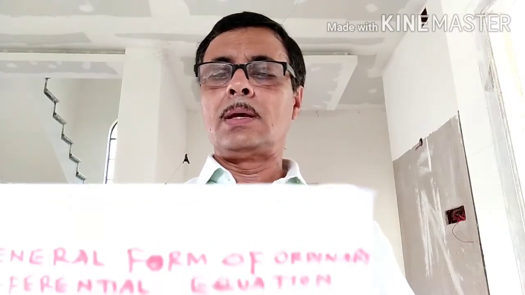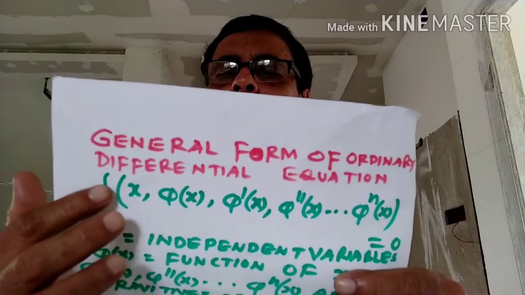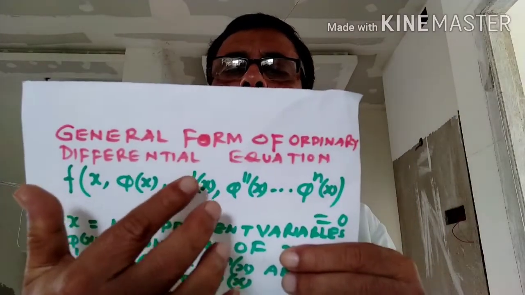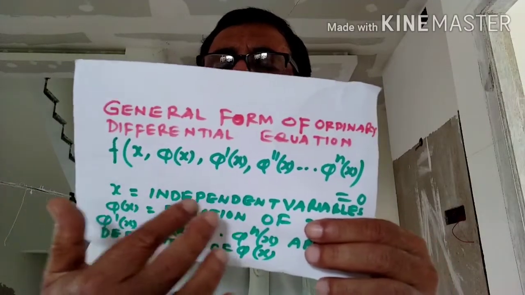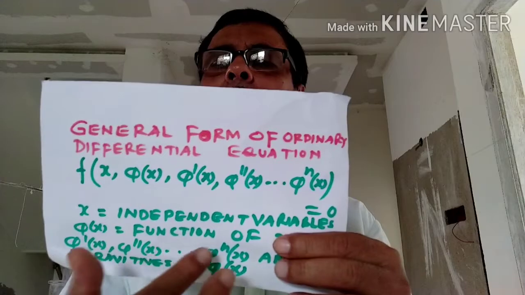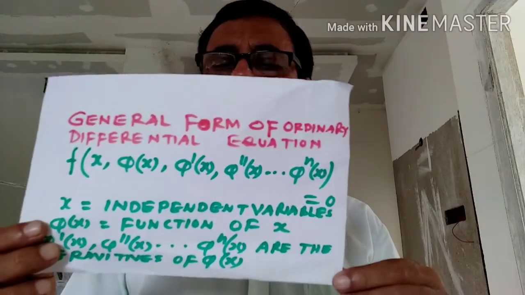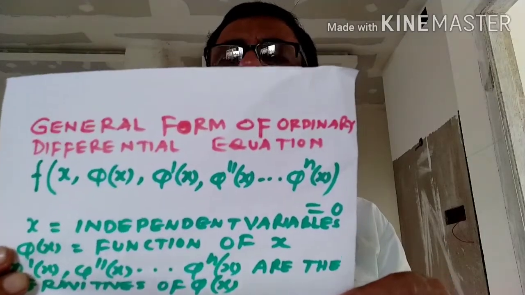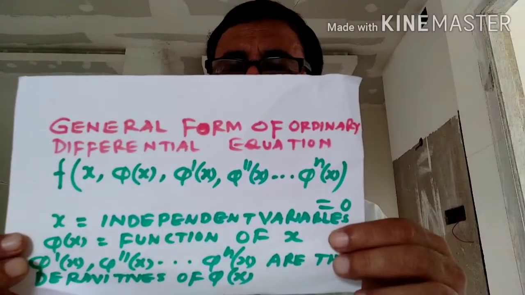Now I shall show you the general form of ordinary differential equations. This is the general form of ordinary differential equation, which is F of x, phi x, phi dot x, phi double dot x, up to phi n x equal to 0. Here x is the independent variable, phi x is the function of the independent variable, and phi dot x, phi double dot x, phi n x are the derivatives of phi x in several orders. This is the general form of ordinary differential equations.